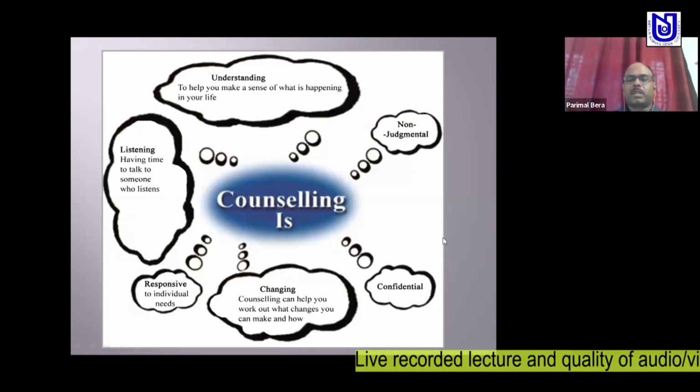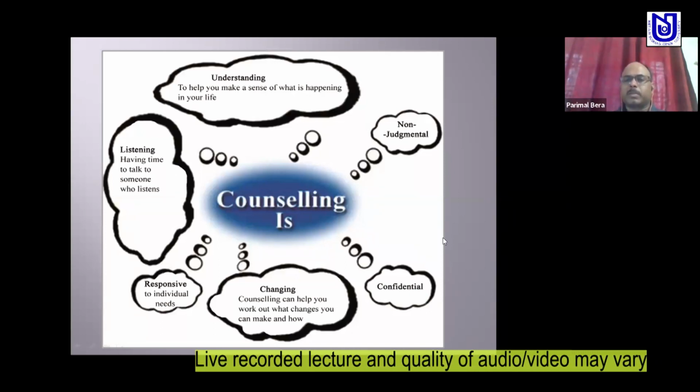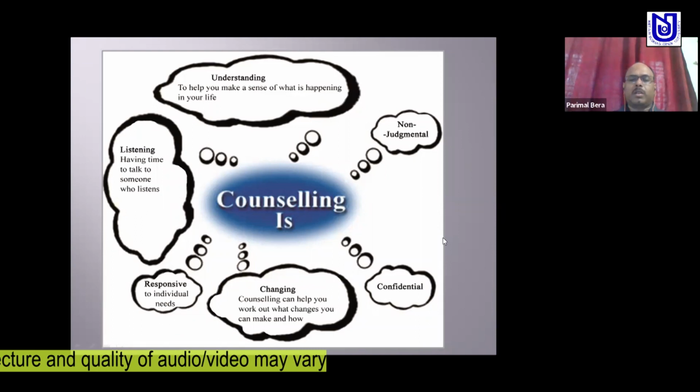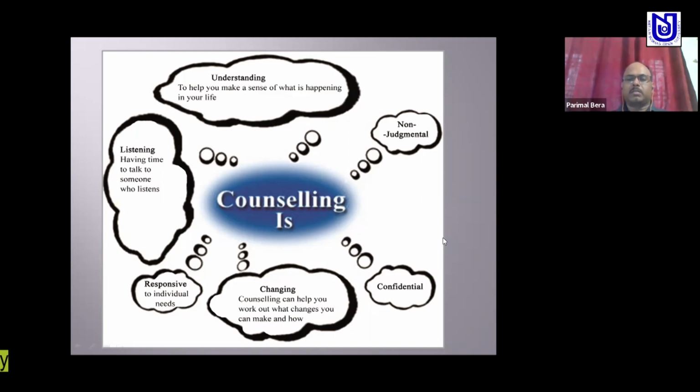First, all of you may be aware, but I would like to start from the concept of counseling, not the definition. This is the fourth unit, and the other 3 units preceding me have discussed what counseling is, but still, just one slide on counseling. Counseling is basically non-judgmental understanding, which also includes listening skills, responsive skills, and changing behavior confidentially.